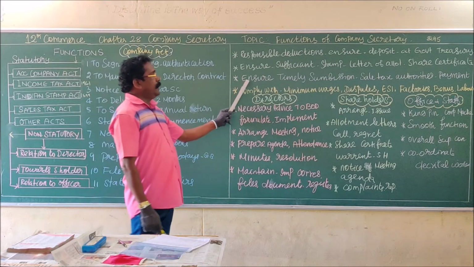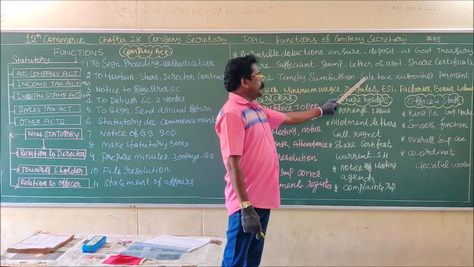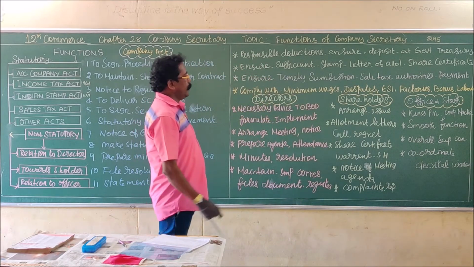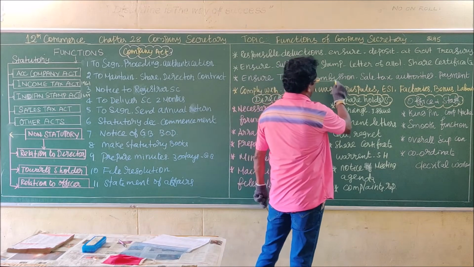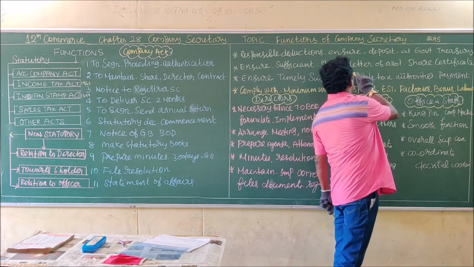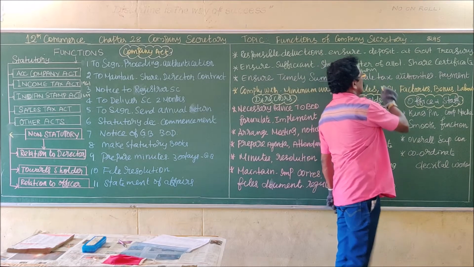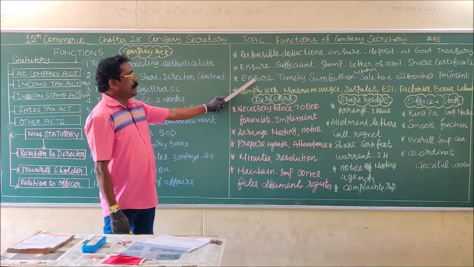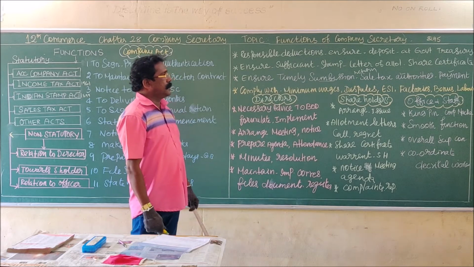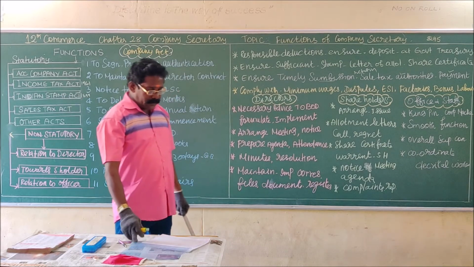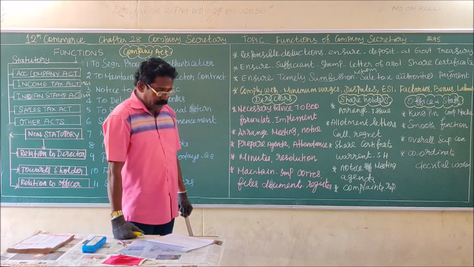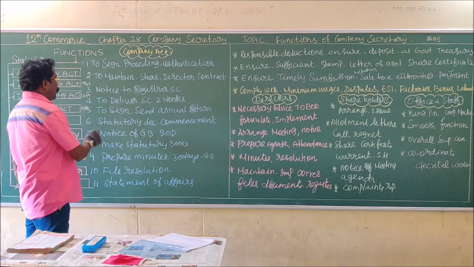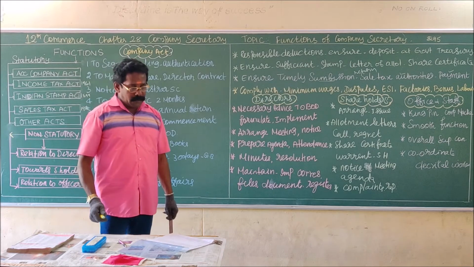Then ensure the timely submission of the sales tax return to the sales tax authorities, and also the payment of the sales tax. These are the important things: ensure the timely submission of the sales tax return and the payment to the sales tax authorities. The Sales Tax Act was passed in the year 1956. After that, a lot of amendments also took place.